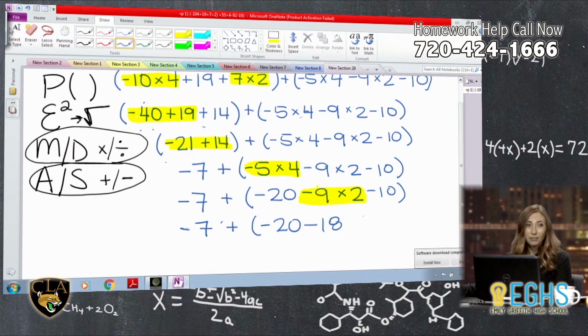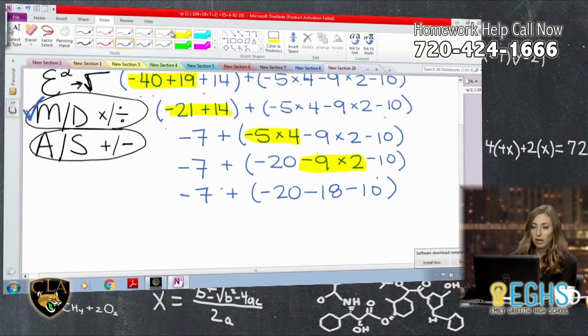So if I add negative 18, it's the same thing as subtracting it. I'm going to say minus 10. So we're done with our multiplication and division. Now we've got to hit our addition subtraction. And this is a long one, so we're going to have to scroll down here. So we'll do subtraction from left to right. I've got this negative 20 minus negative 18.